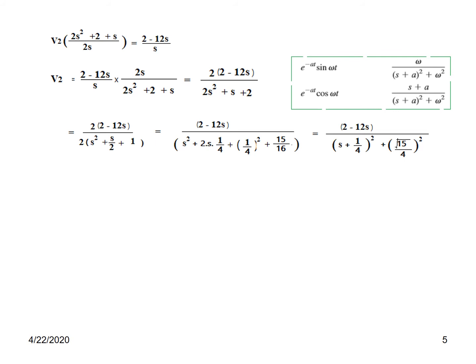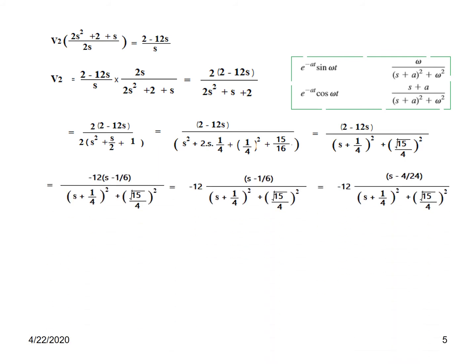And to make it a whole square, we add 1 over 4 squared. 1 over 4 squared is 1 over 16. So from 1 over 16 gone, what is left is 15 over 16. And so this term will make the whole square, (s plus 1 by 4) whole square. And this can also be written in the form of a square, so (under root 15 over 4) whole square.